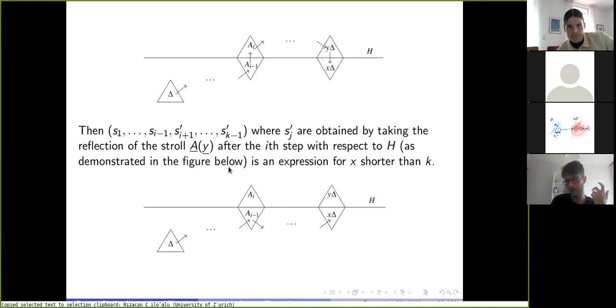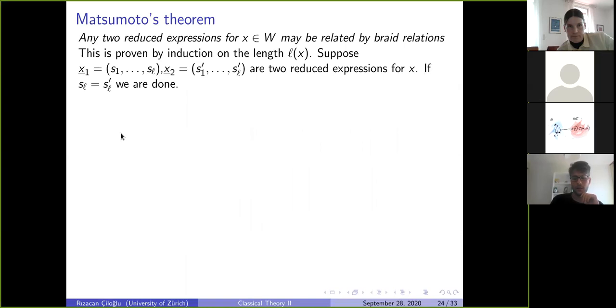Sorry for this, okay. Now let's prove Matsumoto's theorem. It says that two reduced expressions for x may be related by braid relations, and we will do this using strolls, basically. Again, we will do induction. This is just a sketch of the proof. I won't go into details of why some claims are true.